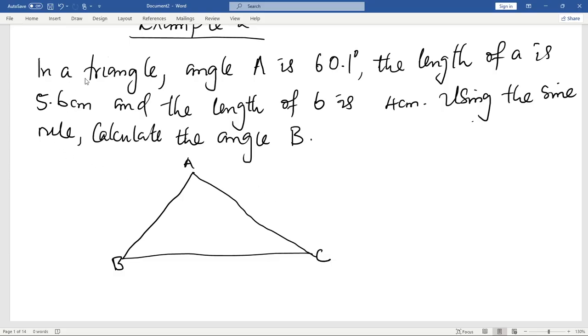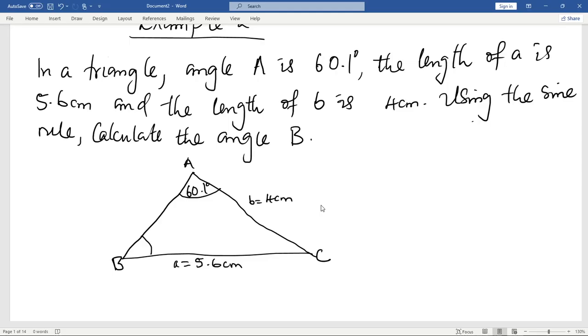Using the information in the question, we've been told that A here is 60.1 degrees, so where there's A, we can put our 60.1 degrees. Then the side opposite the 60 degrees angle, this small letter a here, is equal to 5.6 centimeters. Then we don't know the angle B, but we've been told that the side opposite angle B is 4 centimeters, so small b here is equal to 4 centimeters.